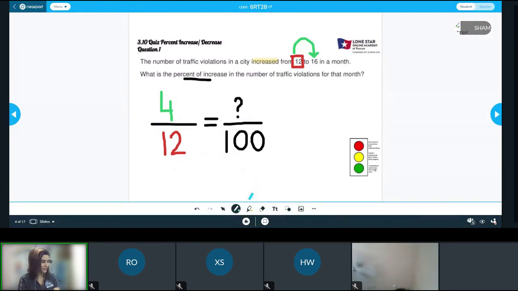Can we simplify this first fraction? Yes, we can simplify by 4. Very good. Let's do simplification by 4. And 4 divided by 4 gives you 1. 12 divided by 4 gives you a 3. And then something over 100. If you want to find it this way, you can definitely do it this way. 1/3, yeah. Jocelyn, excellent.